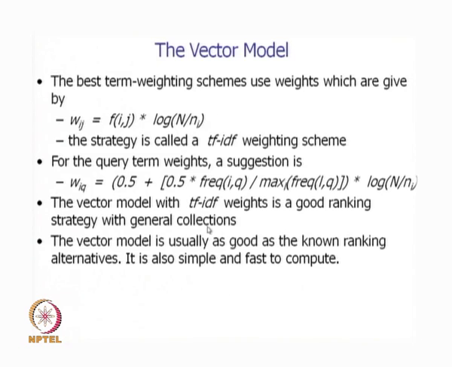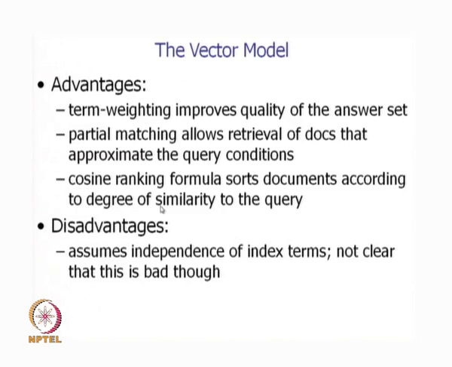The vector model with TF-IDF weights is a good ranking strategy with general collections. The vector model is usually as good as the known ranking alternatives. It is also simple and fast to compute. The advantages of the vector model are that term weighting improves the quality of the answer set, partial matching is allowed, and that leads to retrieval of documents that approximate the query conditions. The cosine ranking formula sorts the documents according to the degree of similarity to the query.